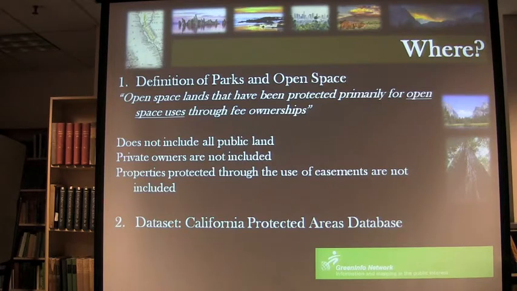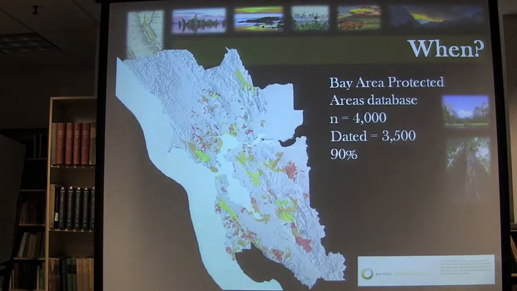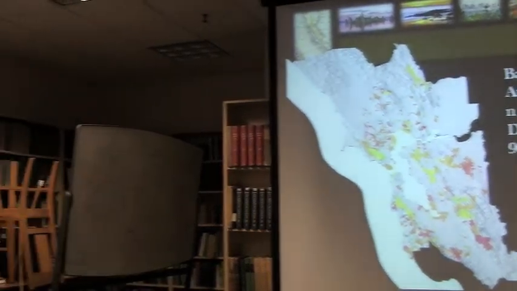So in order to understand the where, I'm using this data set that was created by Green Info Network. It's basically a GIS database in which they converged several GIS databases from several management agencies on all, or as much as possible, open space properties throughout the state. They have created a small subset for the Bay Area, the Bay Area Protected Areas database. And I'm using that database, and I basically contacted every single agency that owns or manages each property to ask them for establishment or acquisition dates.